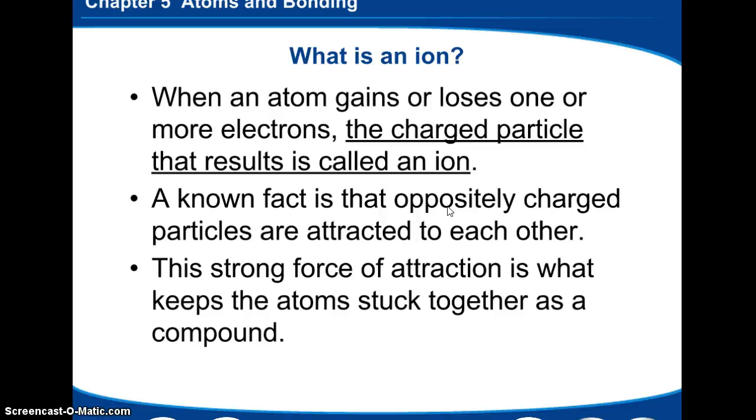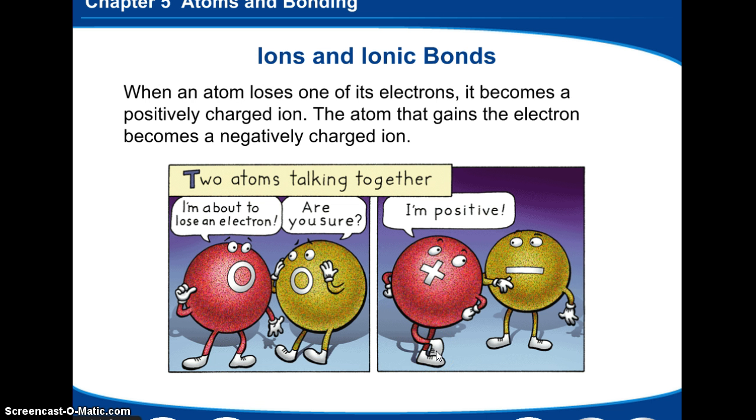So what is an ion? It's when an atom gains or loses one or more electrons, and then it becomes a charged particle, and that charged particle is called an ion. It's charged because, remember, the number of protons don't change, and those are positive. So when you either lose an electron or gain an electron, you're going to end up becoming charged. You're going to end up losing an electron and have a positive charge, or gaining an electron and have a negative charge. And we know that opposites attract. That's what the second bullet is saying. And the strong force of attraction is what keeps the atom stuck together as a compound.